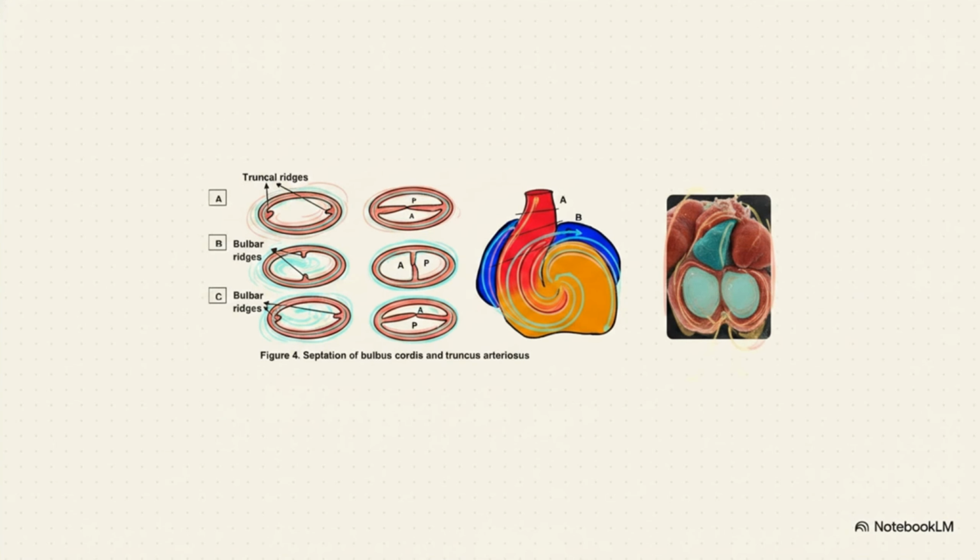Now, what's really fascinating about this slide is how perfectly the microscopic cross-sections line up with the 3D scanning electron micrograph. You can literally see these dense, cellular, truncal, and bulbar ridges, highlighted here in red and teal, physically pushing together to divide that single tube into two distinct channels. It just highlights how incredibly physical and mechanical this entire embryological process truly is.